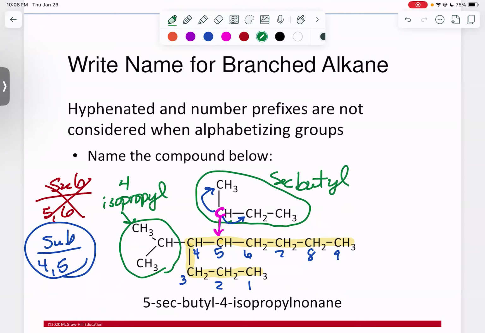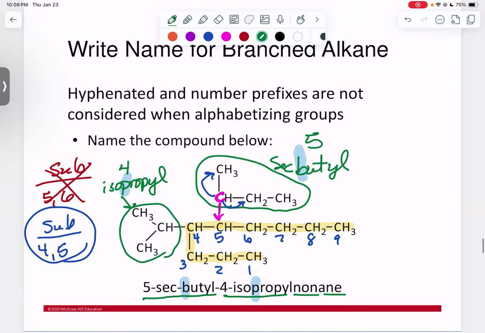But now we have to look at our prefixes to know who comes first and who comes second. I'm looking at the P and I'm looking at the B. So B is going to come first, P is going to come second. We don't look at those iso and sec; we don't count those. We're looking at the P and the B. So we're going to say it's, oh, and I didn't write that. My sec-butyl is coming off of carbon number 5. So I would call that 5-sec-butyl, 4-isopropyl. And then my parent is 9, which is non, and it ends in ANE because it's all carbon-carbon single bonds. So you just got to practice.